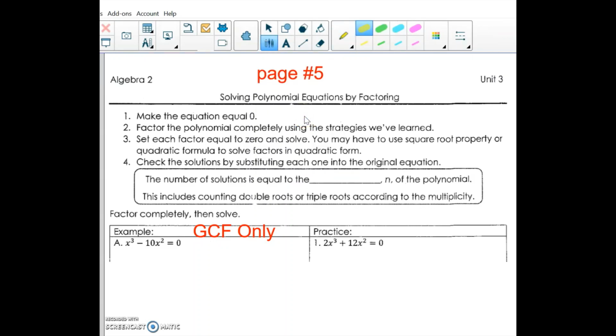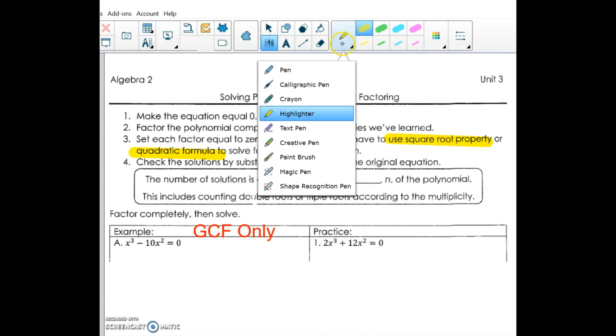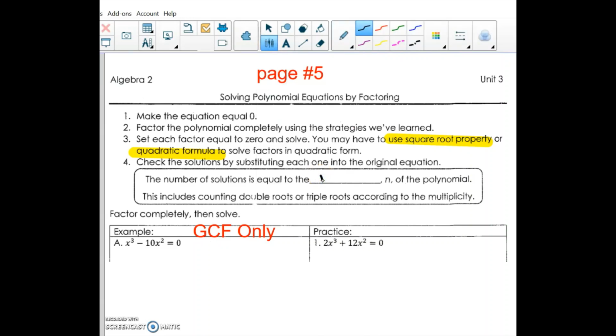You will definitely have to use the quadratic formula at some point, and you might have to use the square root property as well. The solutions can always be plugged back into the original equation to see if you got it right. And the number of solutions will be equal to, anybody, the degree. I'm going to use a different color, the degree. That could also include double roots or triple roots, which are roots that show up more than once. So it's possible to have multiple answers of the same number. Let's look at some of the examples.